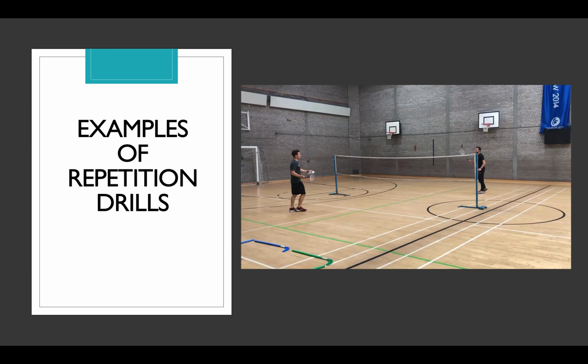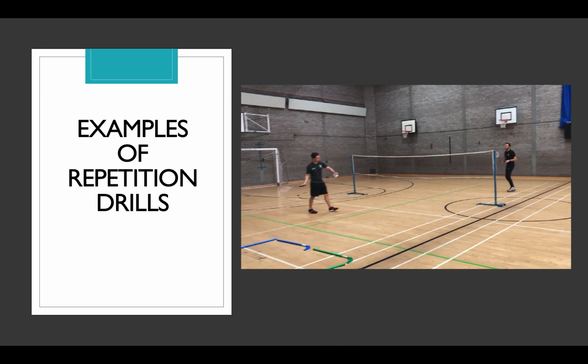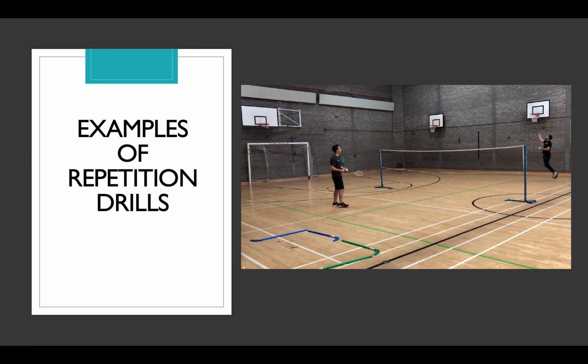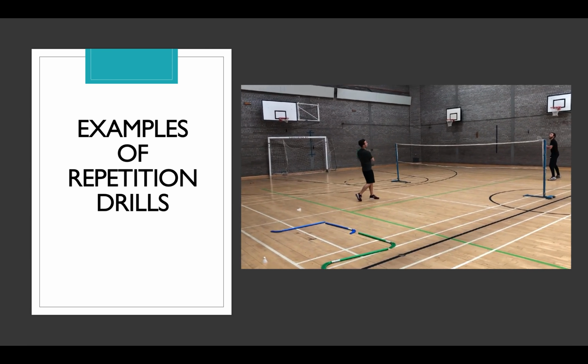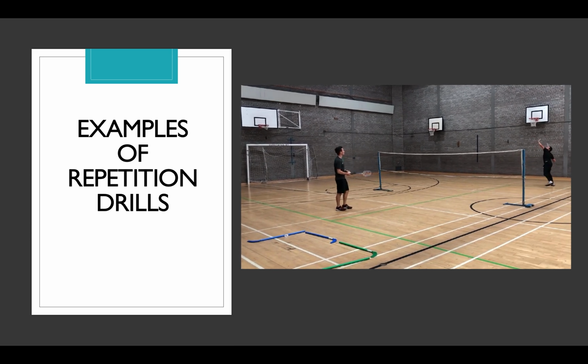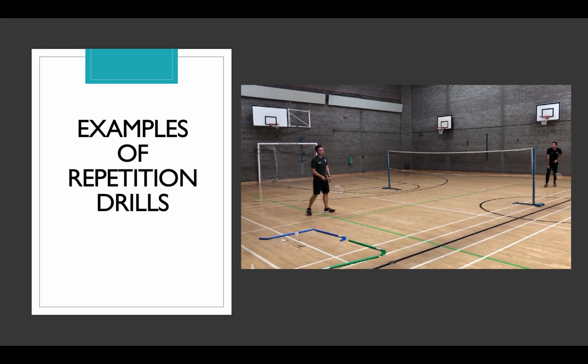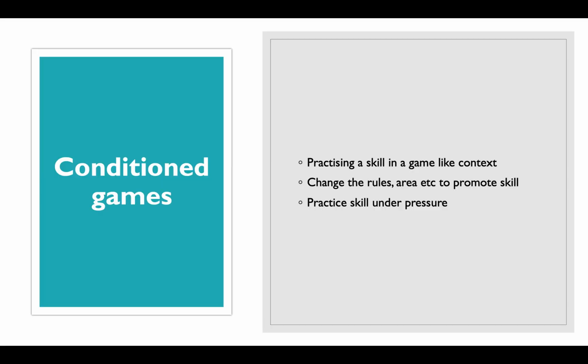Here is an example from badminton of a repetition drill. The performer will receive a high serve, they will then play an overhead clear to the back of the court, trying to land it in the target area. Each time they will let the shuttle land to see if they are getting it into the right area of the court. And they will repeat the same skill over and over.